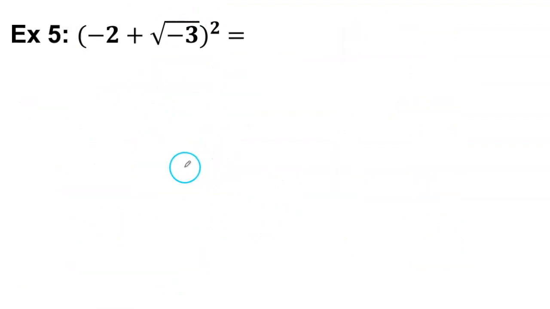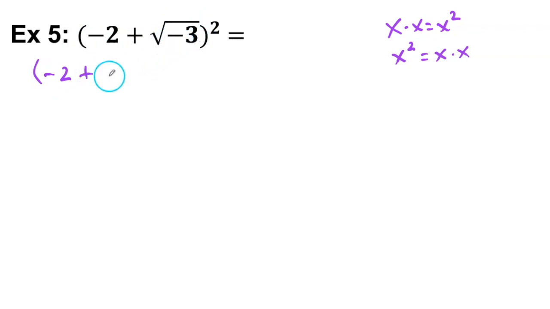Now we have this. So we have a parenthesis, negative 2 plus square root of negative 3, everything to the second power. This square is telling me that I have to multiply this parenthesis twice. Like x times x is the same as x squared, right? That means I'm going to multiply this parenthesis twice. Before I do that, I have to get rid of this. So this negative 2 is not inside a radical, so it stays the same. And now, hopefully by now, we know that this is going to give me i square root 3, because the negative 1 is going to come out.